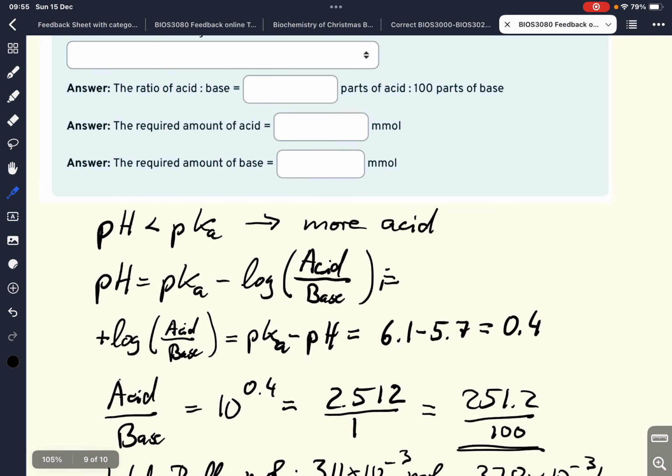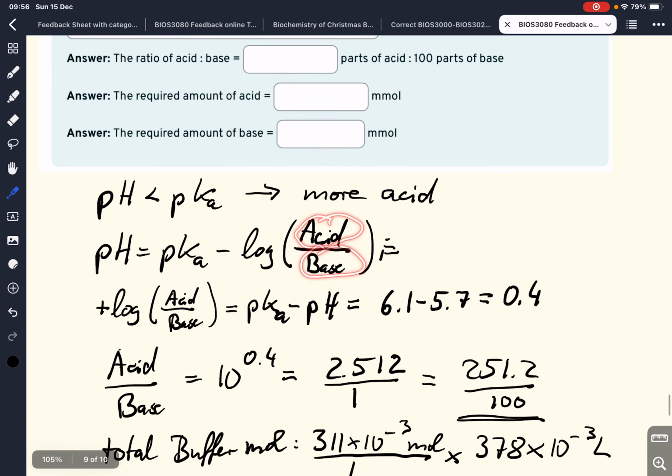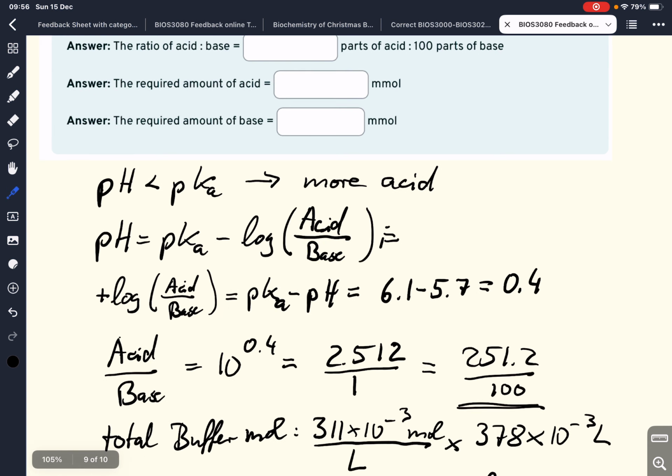So we can use the Henderson-Hasselbalch equation, where pH equals pKa minus log of the acid concentration divided by the base concentration. We can rearrange this equation. We bring everything with a log to that side, the pH goes to that side. So we've got log of acid over base equals pKa minus pH. And we can put in these numbers.